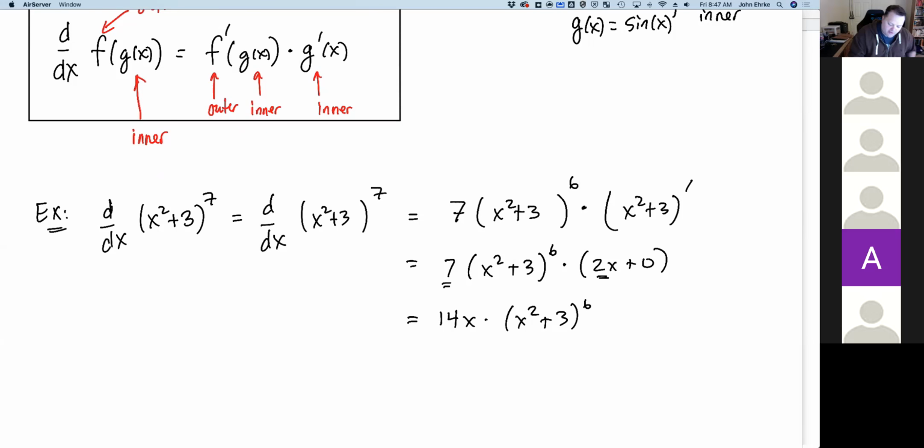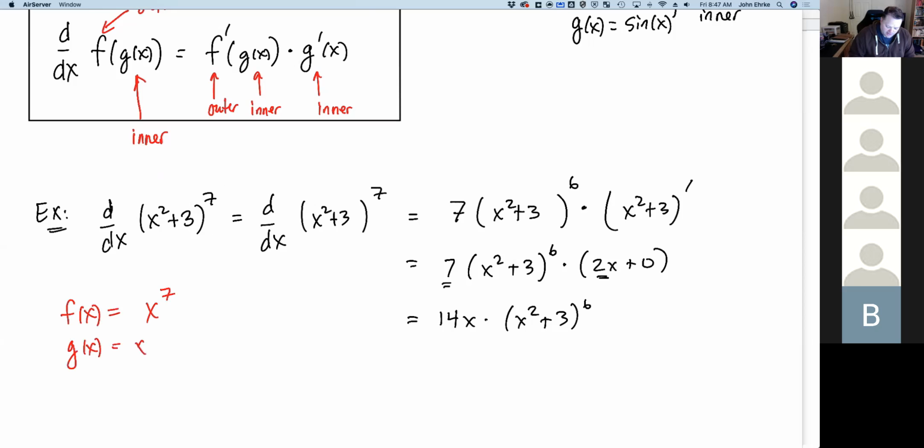So if I map this out for you, what you have here is the outer function is x to the 7th. That's the outer function for this problem. And what's been plugged into it, the inner function, is x squared plus 3. So the rule says take f prime, which is what we did here, and plug in g. And then multiply it by g prime.